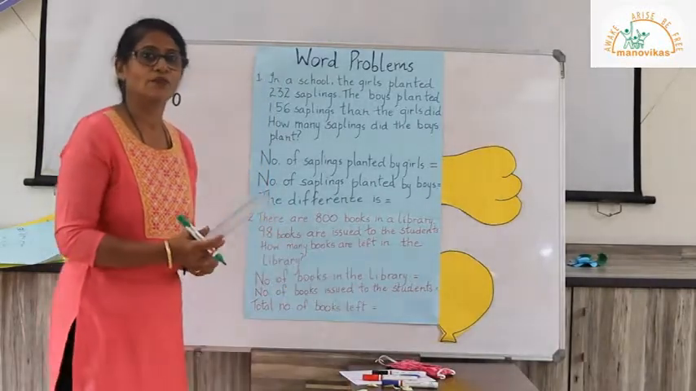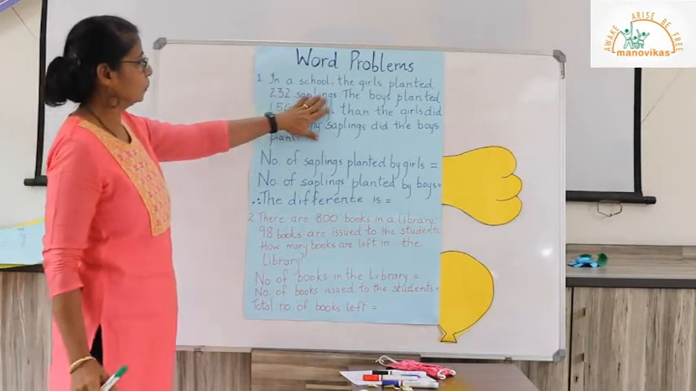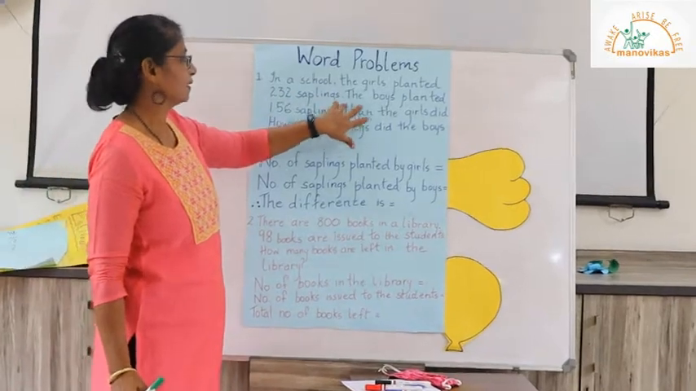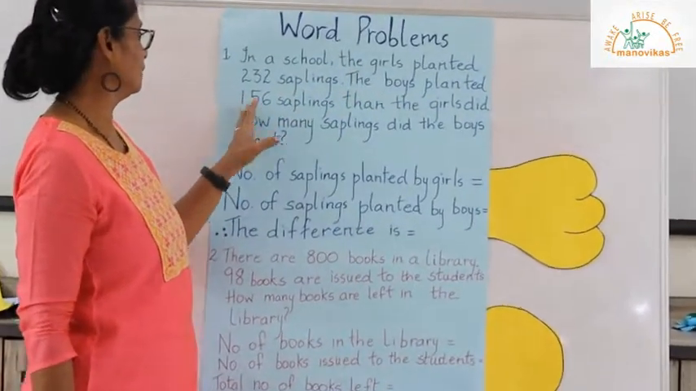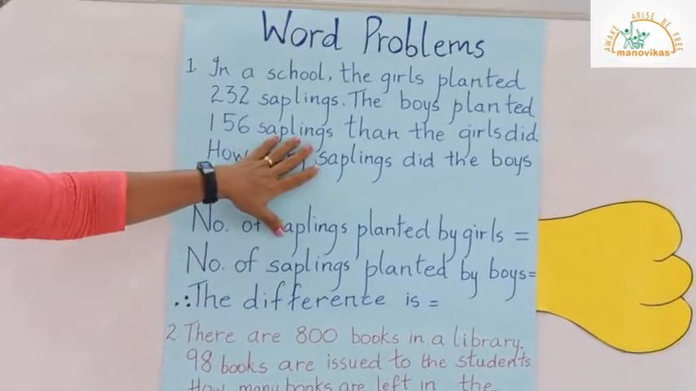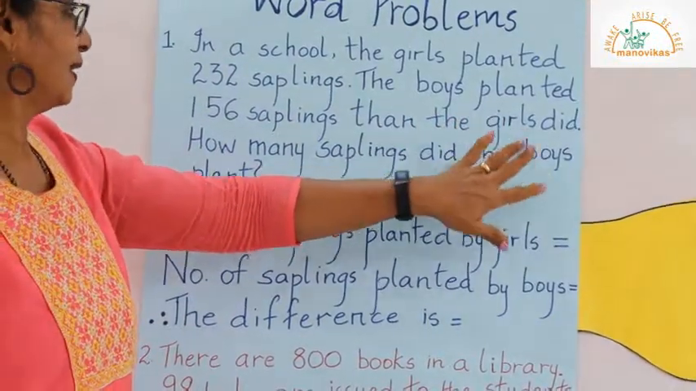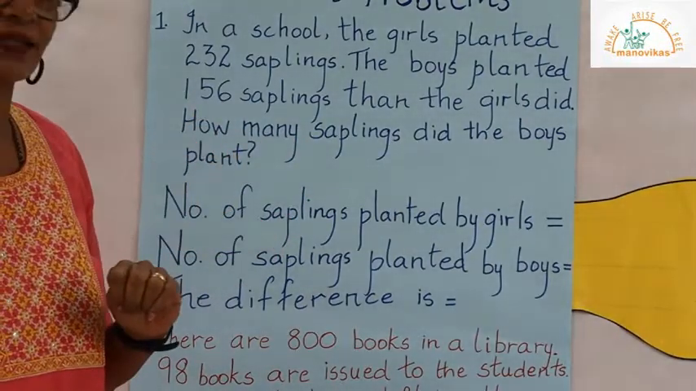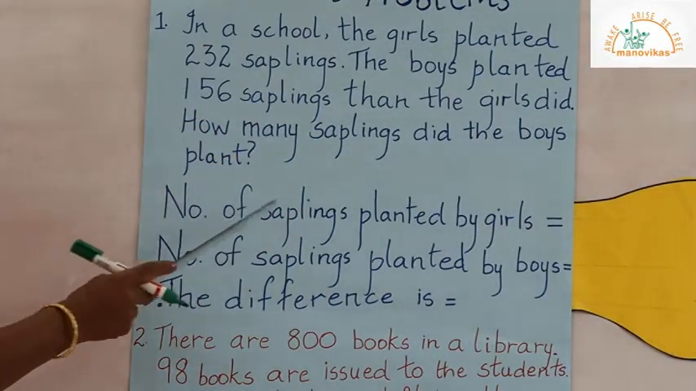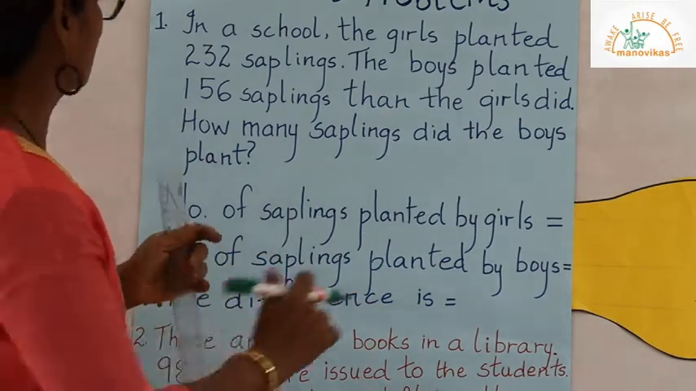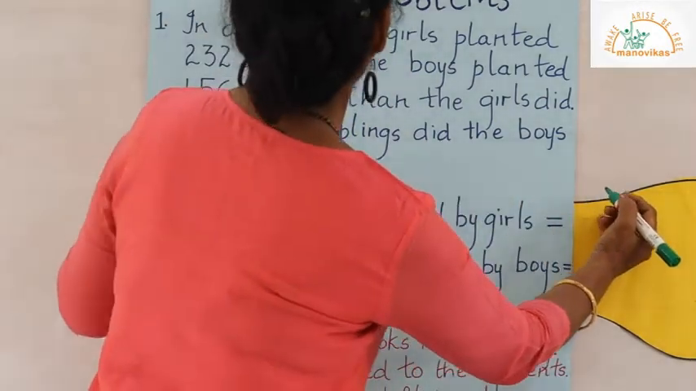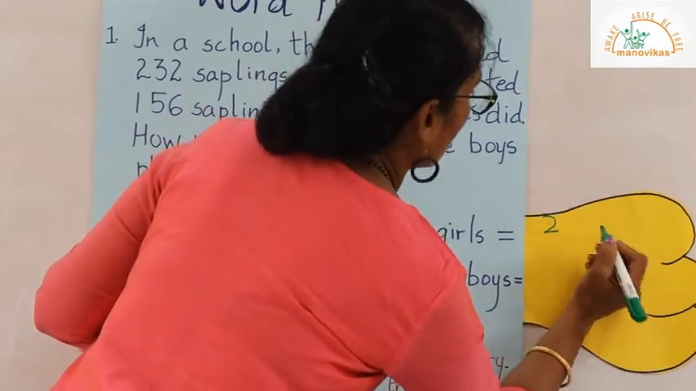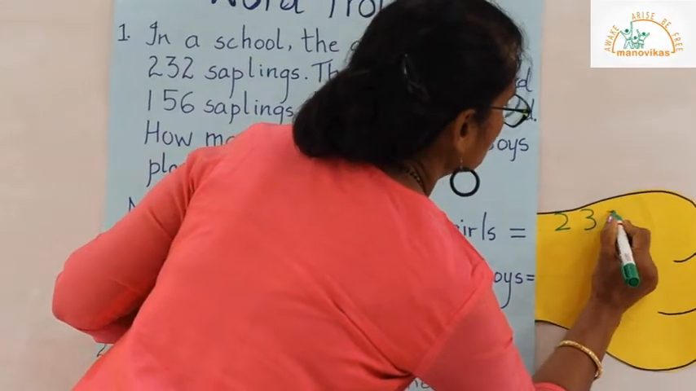Let's work out some word problems. In a school, the girls planted 232 saplings. The boys planted 156 saplings fewer than the girls did. So how many saplings did the boys plant? Let's find out. The number of saplings planted by the girls is 232.